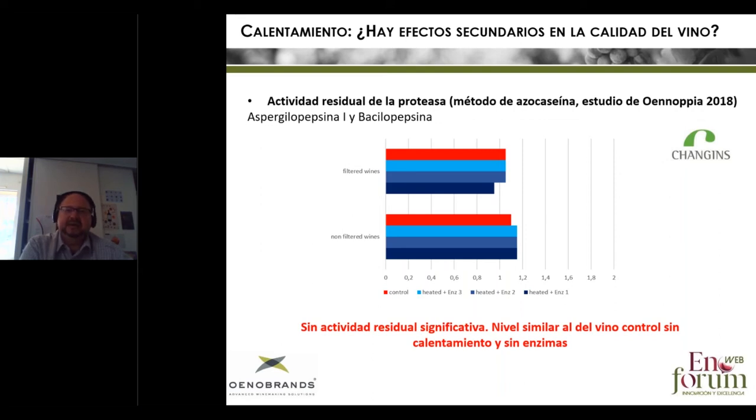You can see on the graph that in filtered or non-filtered wine, the residual protease activity in enzymatically treated samples, in blue, is at a similar level to the control wines, in red. So no problem in terms of further fining treatment. No problem for the use of protease.